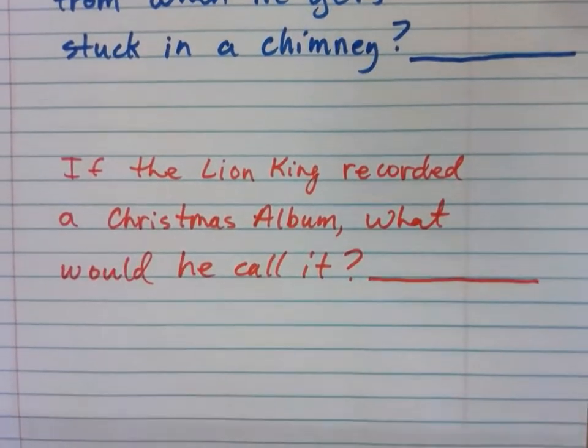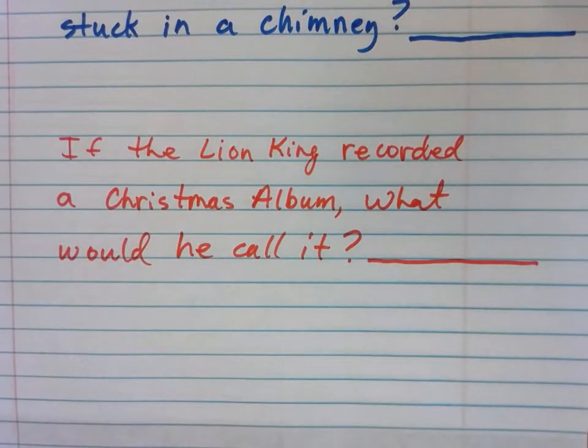Now, today, let's see how smart you are. Today's riddle of the day is, if the Lion King recorded a Christmas album, what would he call it? All right. So if the Lion King recorded a Christmas album, what would he call it? If you come up with a good answer, I might give it to you. I know there's a specific answer that I'm looking for, but maybe you might come up with something even better. So just let me know. What would the Lion King call his Christmas album if he put one out? Okay, there's today's riddle.